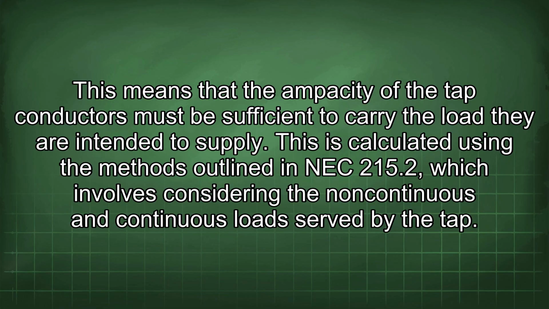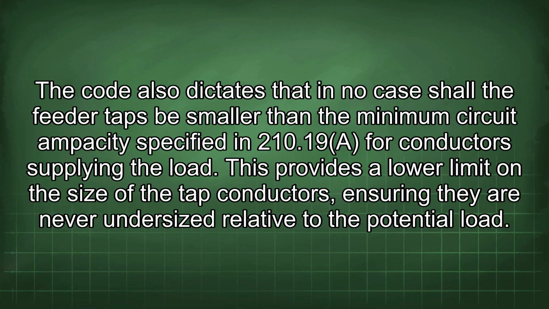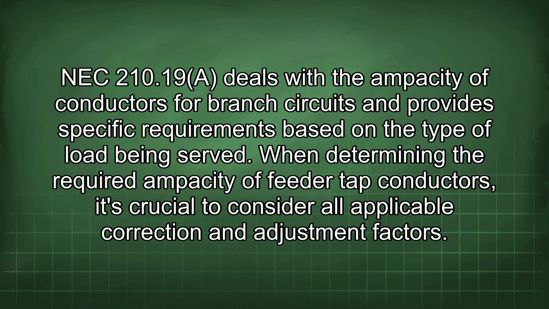by the tap. The code also dictates that in no case shall the feeder taps be smaller than the minimum circuit ampacity specified in 210.19 for conductors supplying the load. This provides a lower limit on the size of the tap conductors, ensuring they are never undersized relative to the potential load. NEC 210.19 deals with the ampacity of conductors for branch circuits and provides specific requirements based on the type of load being served.